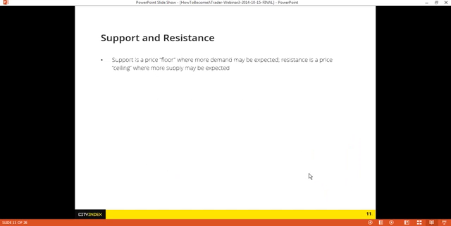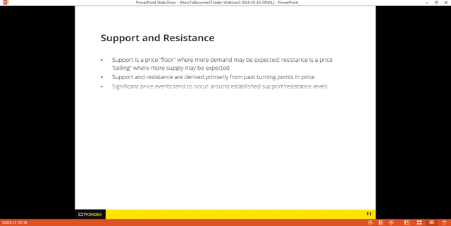Support and resistance are extremely important. Now, what is support and resistance? Support is simply a price floor where more demand may be expected. Resistance is a price ceiling where more supply may be expected. Support and resistance are derived primarily from past turning points in price. We also use such things as Fibonacci levels, pivot points, and all of that, but that's a little beyond the scope of this webinar. So just think of support as a floor.